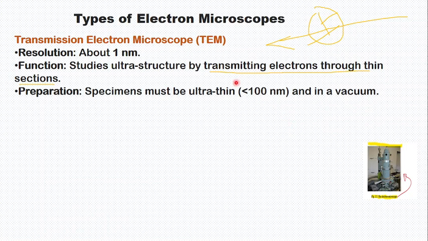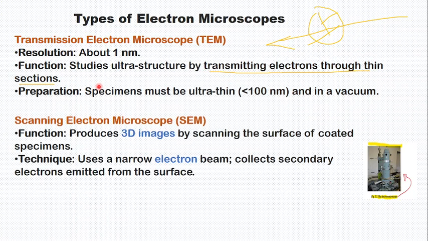Okay, I hope you are understanding. The only keyword to put here: in this one you observe the image by transmitting electrons through the sample, while here you are using electrons which scan the surface of the coated specimen. You are seeing the difference. This one is transmitting the electrons, but this one scans the image by scanning the surface of the specimen. Means they come and they scan the surface.